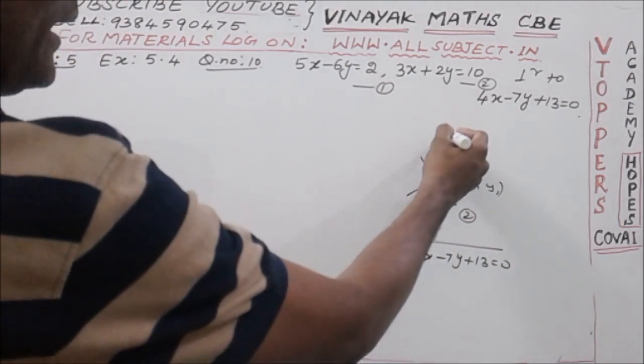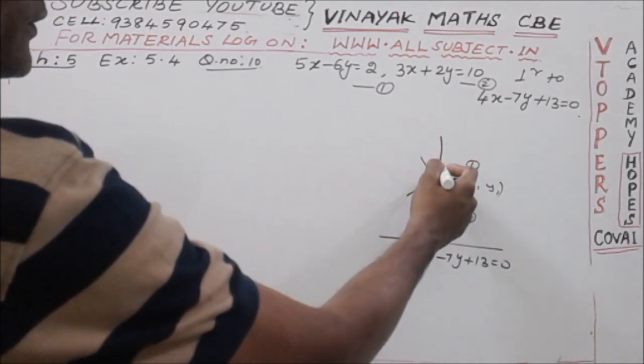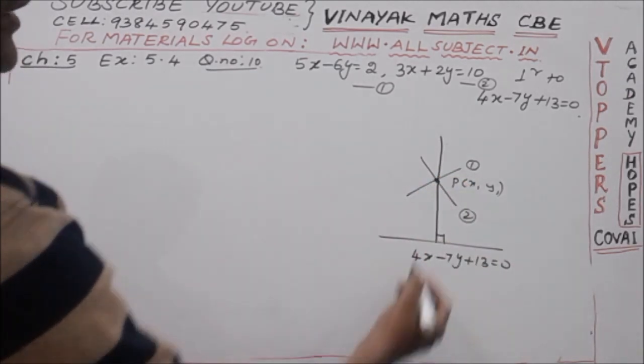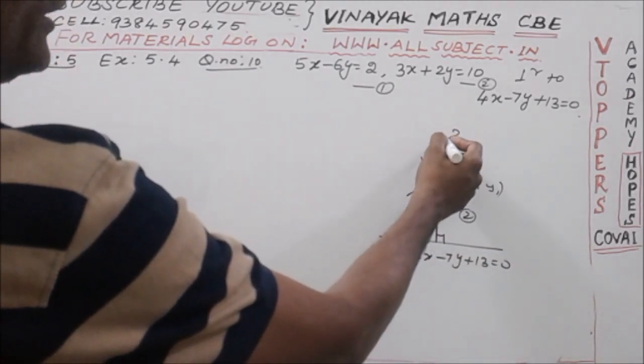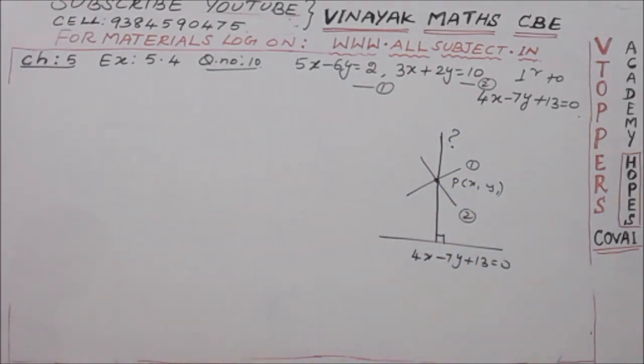Now the required line passes through the intersection and is perpendicular to this line. This is our required line. It passes through the intersection and is perpendicular to this line that we want to find. So first of all, we should find the intersection point by solving equations 1 and 2.